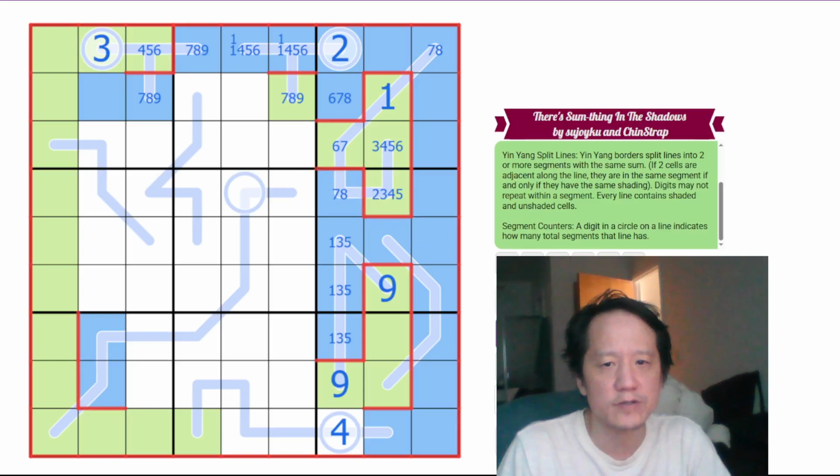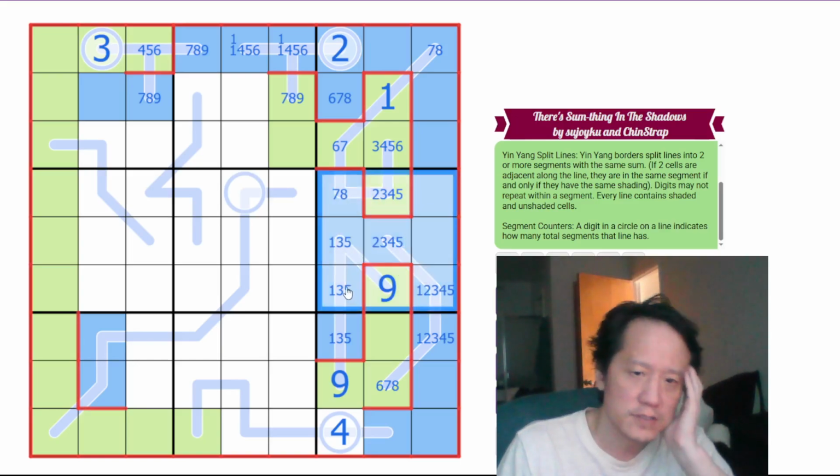This is a boundary, so this must go this way. So the green section is here. This is a boundary. This is the sum of 3 digits. So it's 6, 7, or 8 here. This must contain a 1. That's 1, 2, 3, 4, 5. No 6. 1 cannot be here.